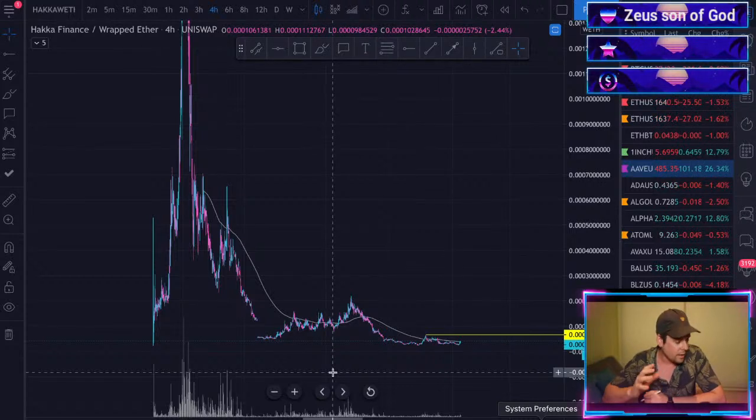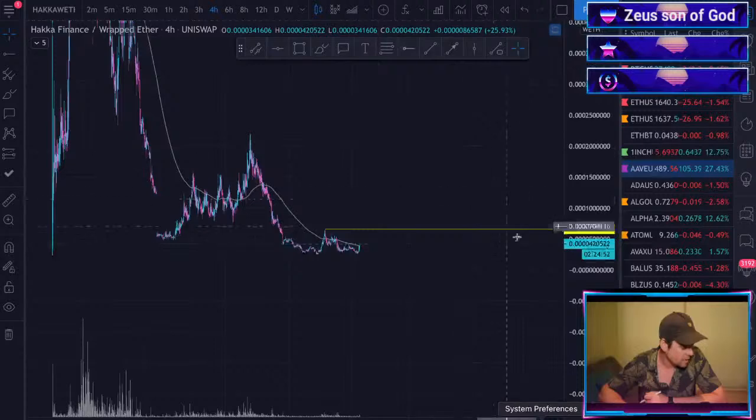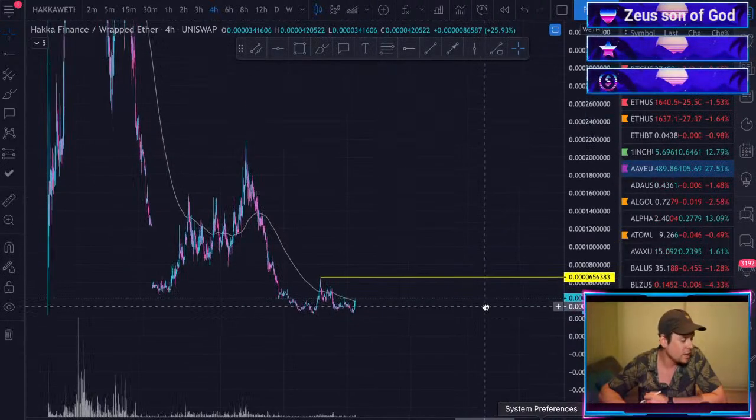So again, I don't know the fundamentals on this, but I want to see a break of this level. This would be the first indication of a change of trend.